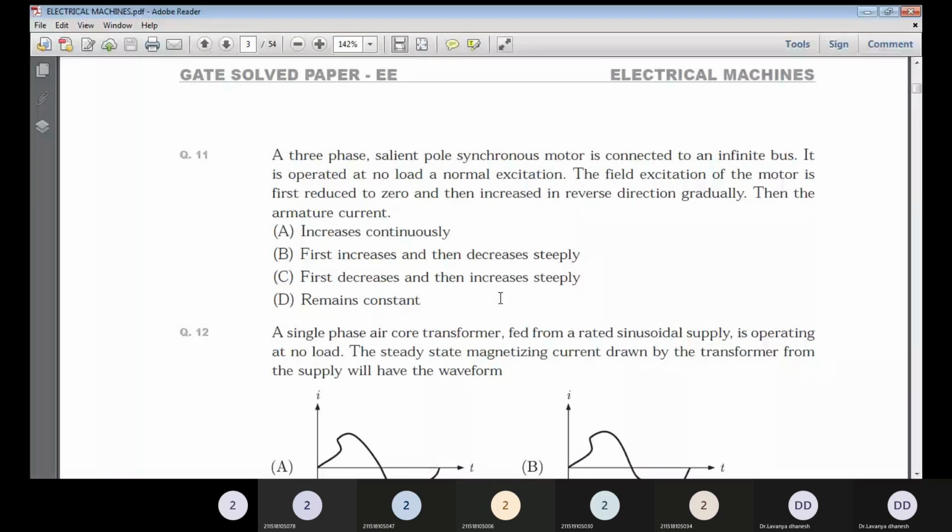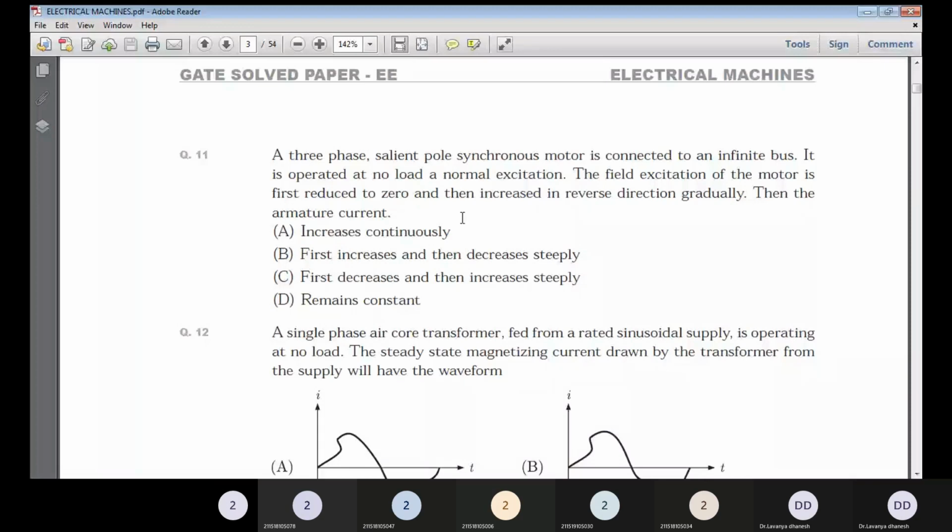Okay. So when it is increased in the reverse direction, what will happen? First the field is reduced to zero and then it is increased in the reverse direction. So what will happen is the back EMF will go to zero. So when the field is reduced, the back EMF will go to zero, so the current input will be increased here. But when the field increases, the back EMF will cause the current to reduce.